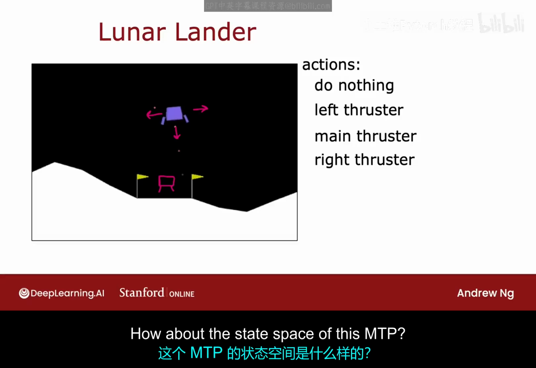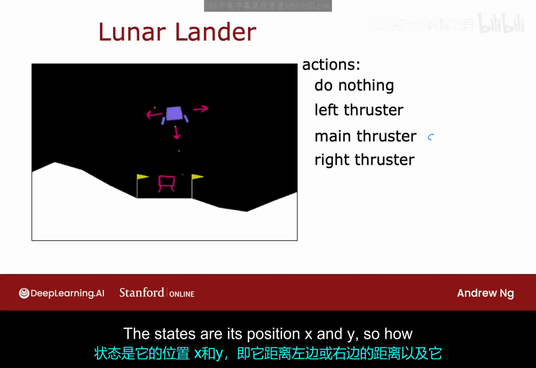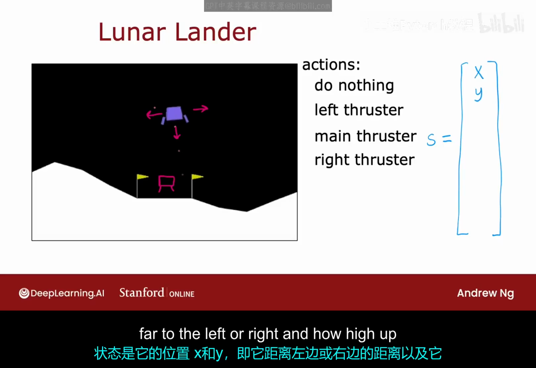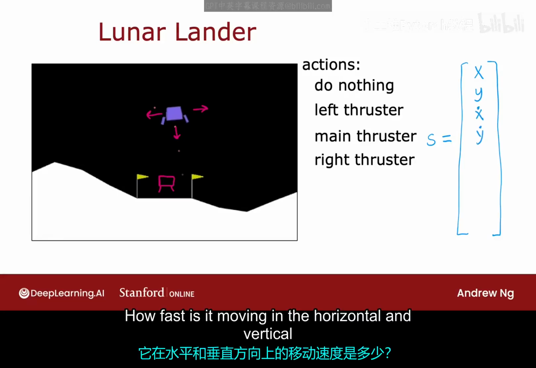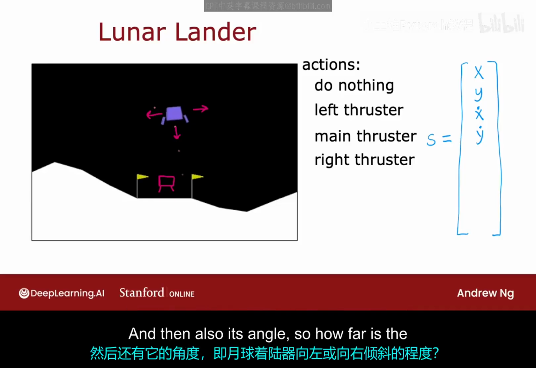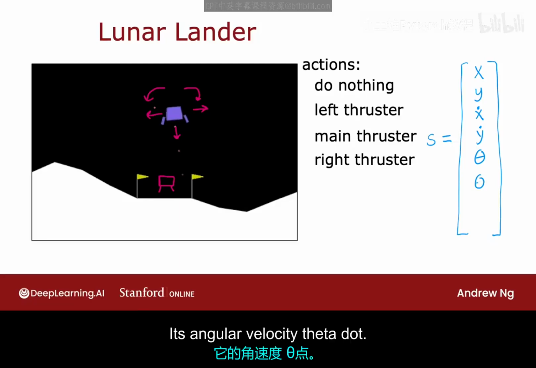How about the state space of this MDP? The state is position x and y, so how far to the left or right and how high up is it, as well as velocity x dot, y dot: how fast is it moving in the horizontal and vertical directions? And then also its angle theta, so how far is the lunar lander tilted to the left or tilted to the right, and its angular velocity theta dot.